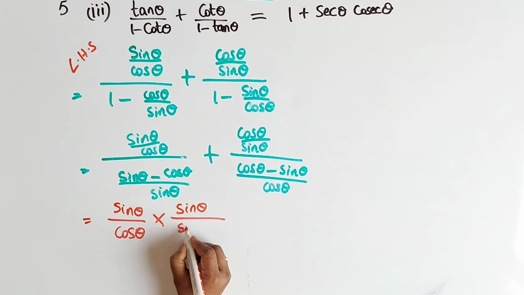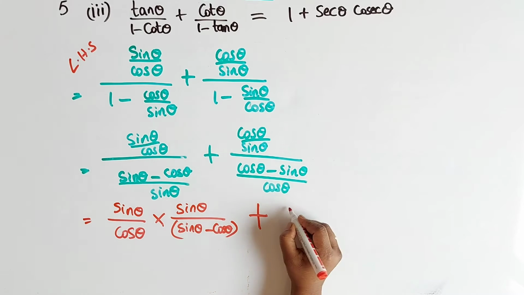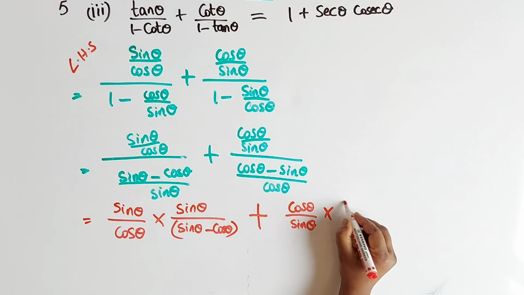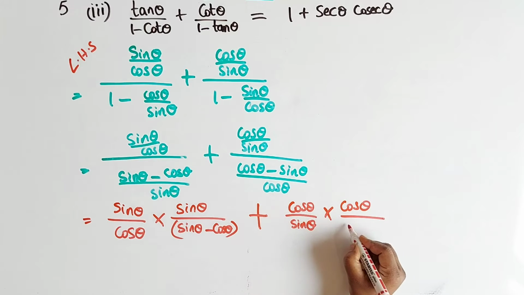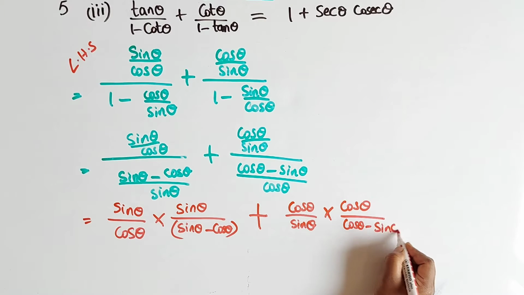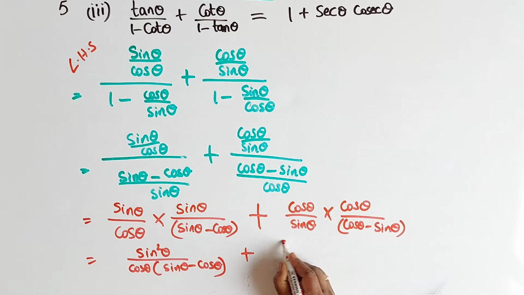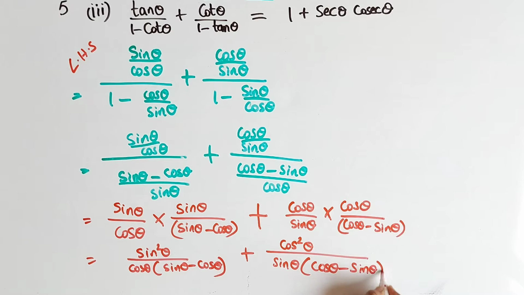Sin theta by sin theta minus cos theta in brackets, plus this part cos theta by sin theta, into the reciprocal, cos theta by cos theta minus sin theta. Correct, children? Now this will be sin square theta by cos theta into sin theta minus cos theta, plus cos square theta divided by, in denominator, sin theta into cos theta minus sin theta in brackets. Right, children?